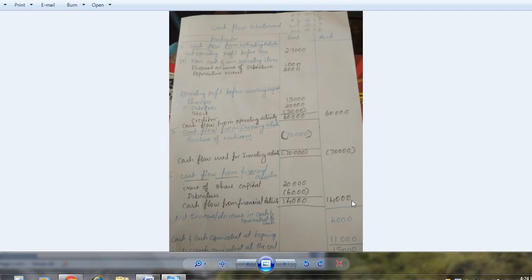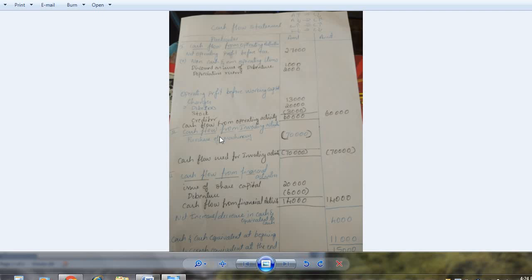You write this down: add the positives and subtract the negative. 60 plus 14 is 74,000. From 74,000, if you subtract 70,000, you get 4,000. Now you understood, you got this 4,000 difference. That is what caused the increase in the bank balance. So you have got the information. Like this only we are solving.